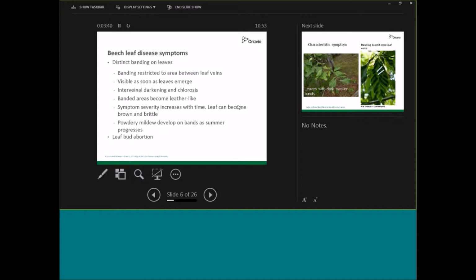The most important symptom, the most distinct one, is this banding on the leaves. And the banding is restricted within the veins of the leaf, so it looks like stripes going across the leaf. In the springtime, they're just darkened areas. As the summer progresses, the tissue thickens and it gets more chaotic looking, more yellowish color. The leaves start to curl, a twisted appearance, get some leaf loss. Powdery mildew can develop on those leaf bands as well. And then the other thing that's been noticeable is leaf bud abortion that is occurring.